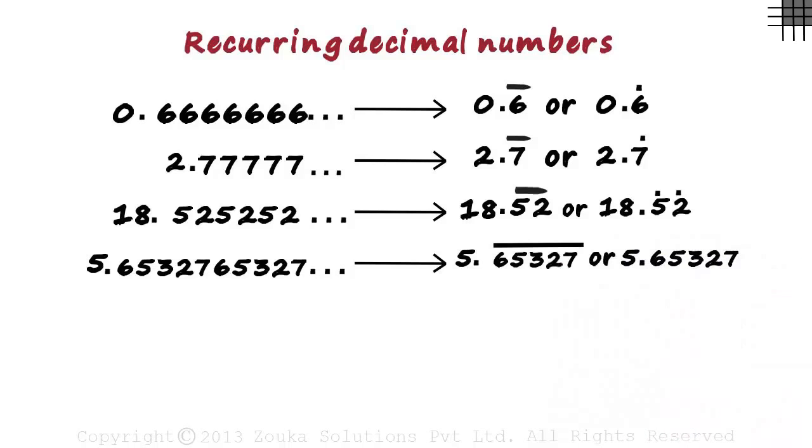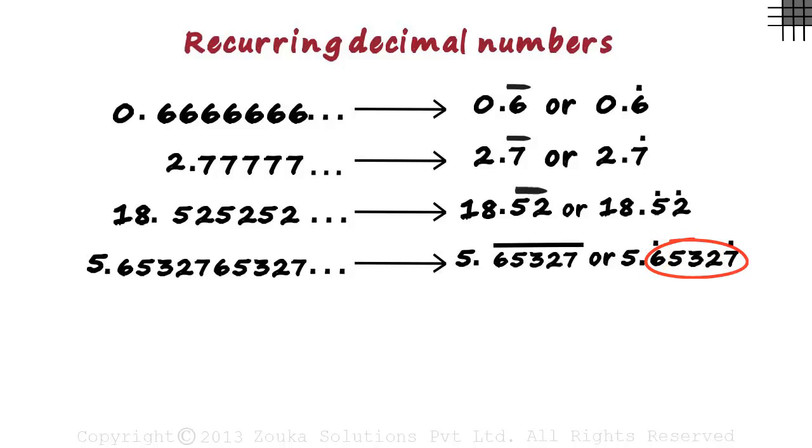But how do we put dots over the repeating part? 5.65327. Where do I put the dots now? On all the 5 digits to show that they're all repeated? We do not do that. Instead, we put dots over the first and the last digit of the repeating part. So we put dots over 6 and 7. This tells us that this entire part is repeated.